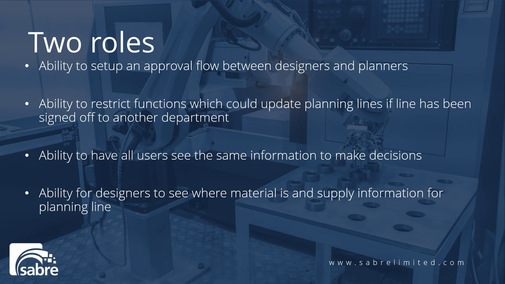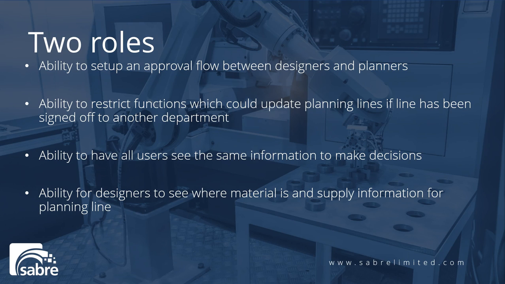So this restricts the functions within the two. So if the line has been transferred to a planner, the designer can't just go and change the quantity or change the item without indicating to the other department that they want to make the change. So they can either transfer the line back or they can ask the planning team to make the change for them on their behalf. On the other side of that, you've got the planners, so they won't be able to start purchasing or decide how they want to disposition that material until the designer has confirmed that line and transferred it to them.